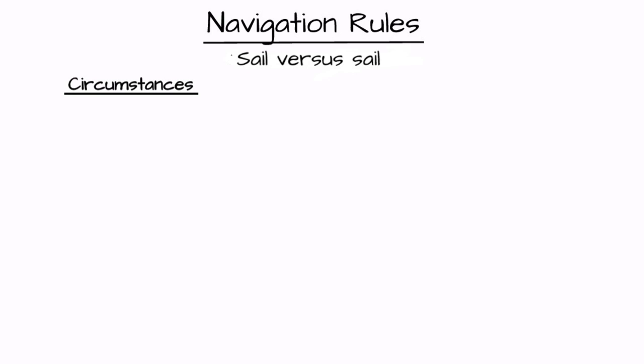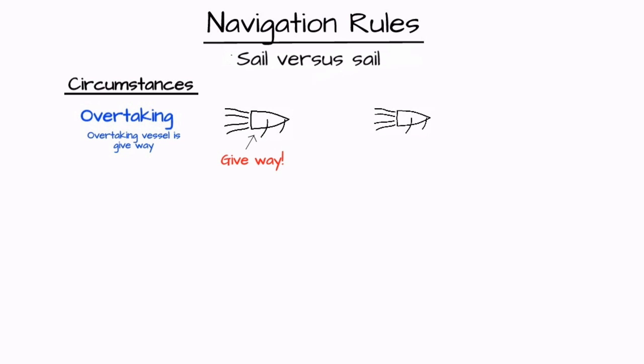The first circumstance is overtaking. As with power versus power, the overtaking boat is the give-way boat. It can turn to port or starboard to avoid the boat being overtaken, and it is the give-way boat even if the boat being overtaken is on a different tack, or if the boat being overtaken is a power boat. This is the one exception to the general rule between sail and power.